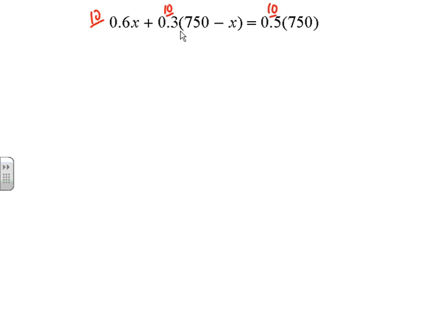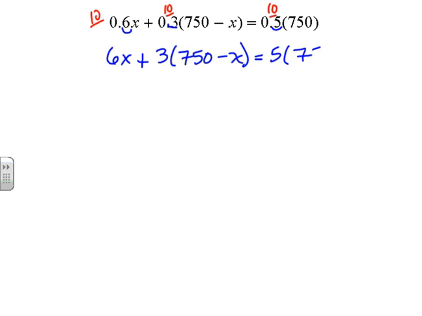And we don't need to multiply more than once, because see how this is already multiplying? This 0.3 is already multiplying to that 750 minus x. We just need to multiply the front one. We don't need to multiply everything, because then that would be multiplying by 1,000. And we don't want to do that. So if I do that, that'll move the decimal place over 1. So that'll be 6x plus, moves it over 1, 3 times 750 minus x equals, again, moves it over 1, 5 times 750. I'm going to draw a little line here so we can kind of keep things straight.